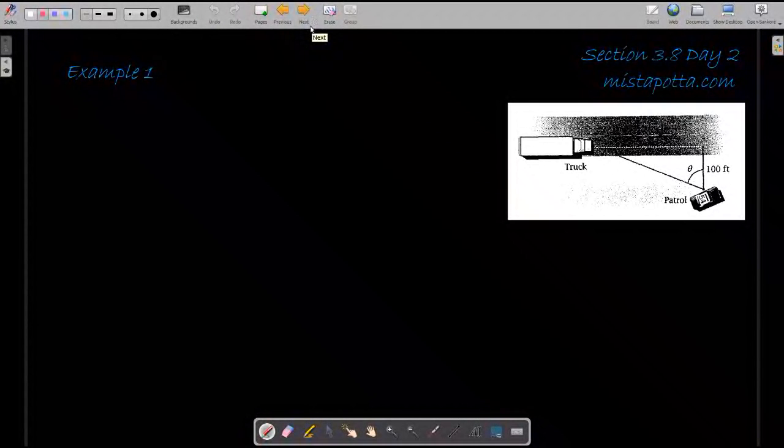So the first example I've got here, I've got a patrol car that's 100 feet away from the highway, and I've got a truck that's moving towards it. And I've got this angle theta, but I want to take a look at the situation and try and figure out, based on how fast theta is changing, I want to determine the speed of the truck.